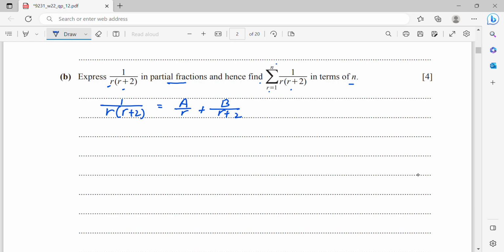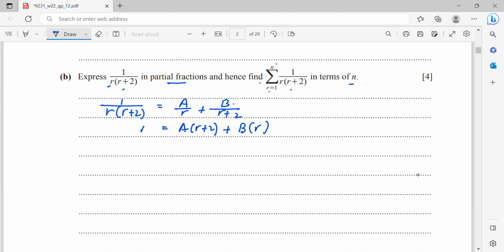Now, by getting the same denominator on the left and right hand side, the second term we need to multiply by r + 2. The first term on the right side, which is A/r, we have to multiply by r + 2, and for the B, we need to multiply by r. Since both denominators are the same, we are going to just write down the numerators.